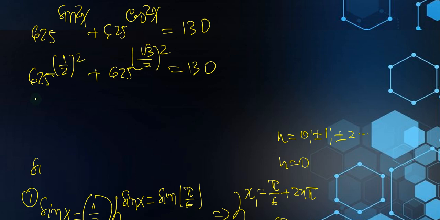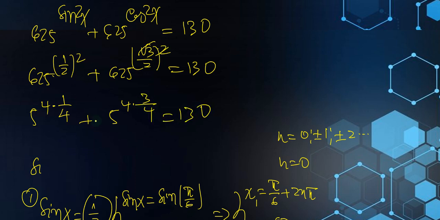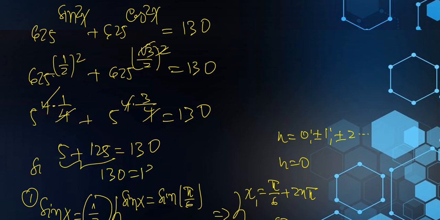So now this one here, this is 5 to the 4 times 1 over 4, plus 5 to the 4 times 3 over 4. This is 130. And if we look at this one, this is just 5 to the 1, which is 5, and then this is 5 to the 3, which is 125, and this equals 130. So this one plus this is 130, and this is equal to 130. So this was the solution, guys.